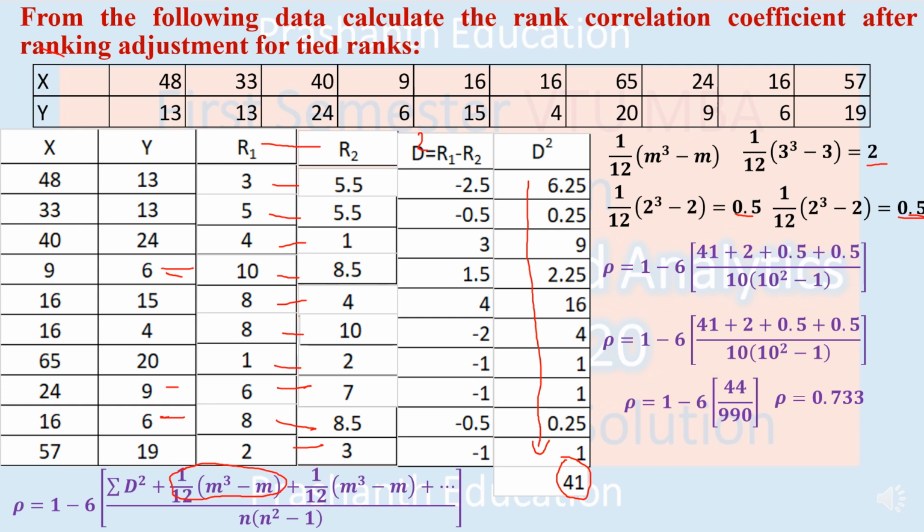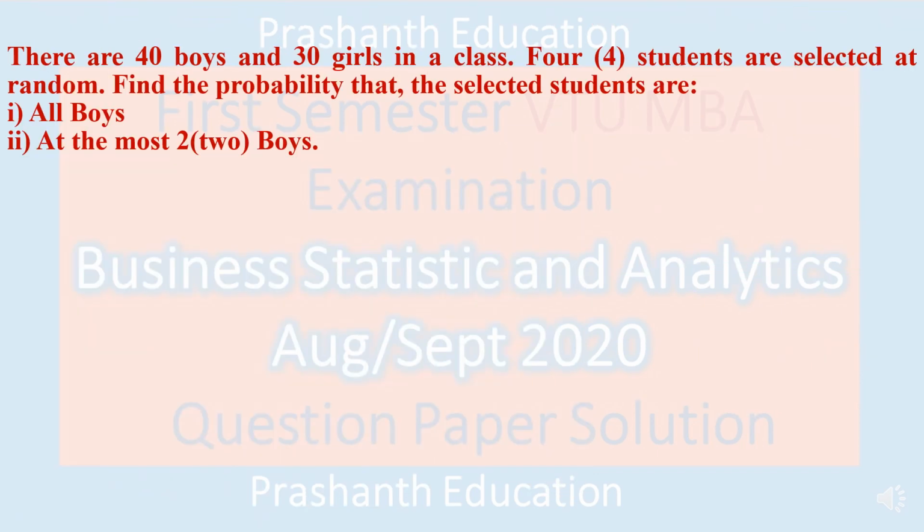Just remember to add this adjustment to the d square value. You will not add it to any other thing, only to the d square values. Okay, let's go to the next problem.